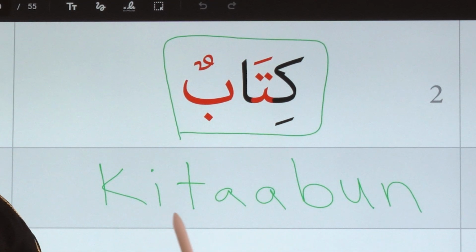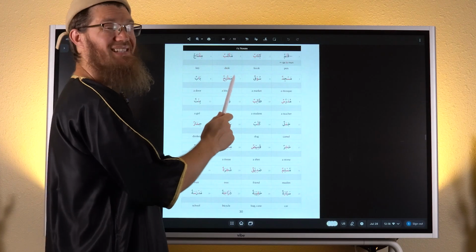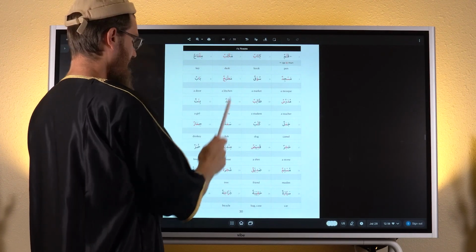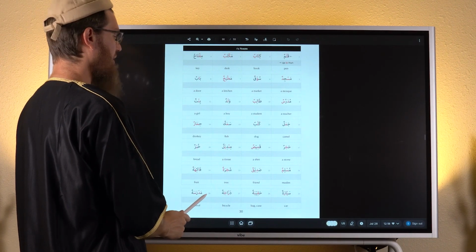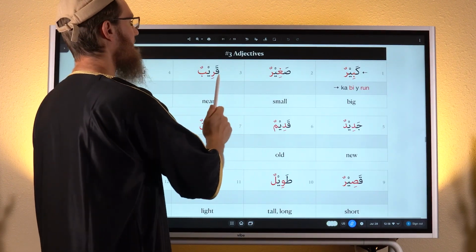Kitabun, kitabun. And this word means book. So this exercise of nouns contains 28 different words that you're going to need to read and memorize. The next category is adjectives.